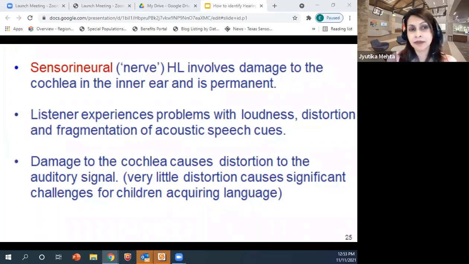Unfortunately, in this case, you can fix it with cochlear implants and hearing aids, but the distorted sound still stays the same. So we have to work a lot with these kiddos with sensory neural hearing loss, to accommodate for this damage to the brain.